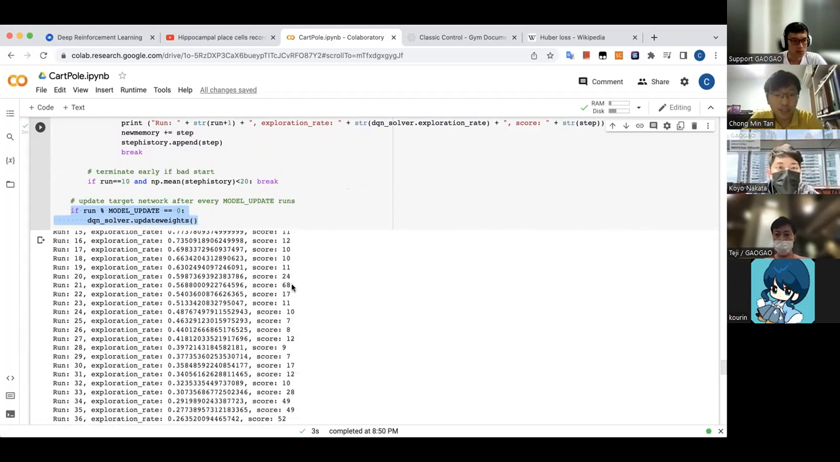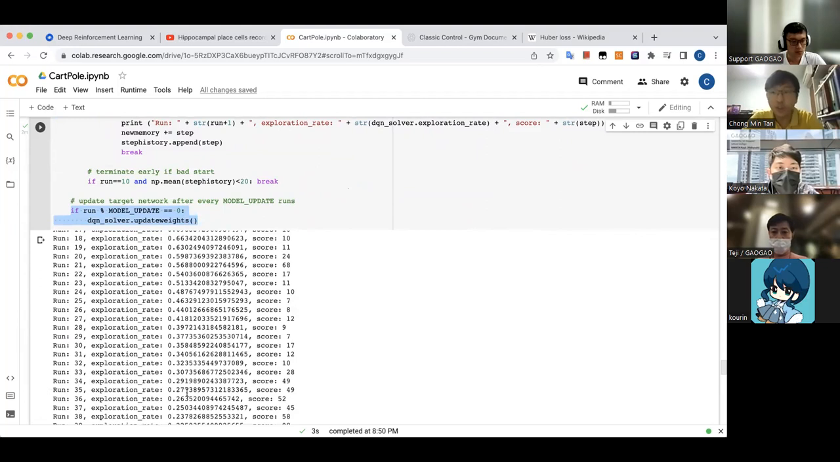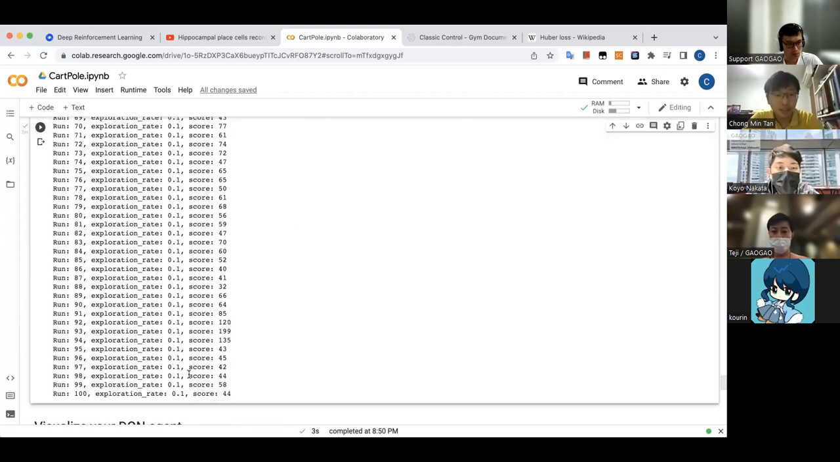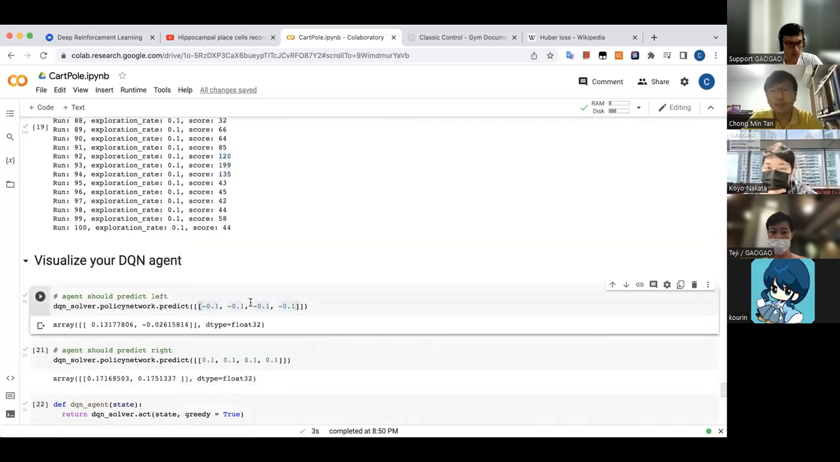So you can see that this is the results. It's not too bad. You can see the exploration rate is going down as we train, which means that we exploit more and more. And towards the end, you can see that this didn't train that well. This went up to like 129, 120, 199. So sometimes it's based on luck because we randomly sample.